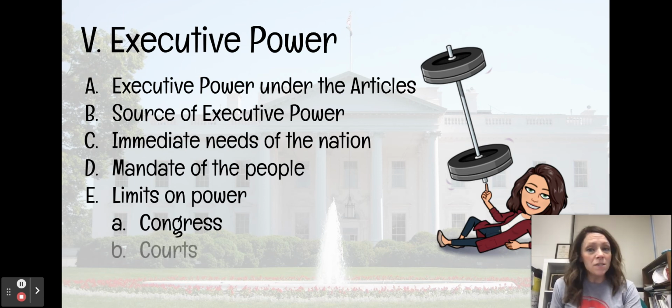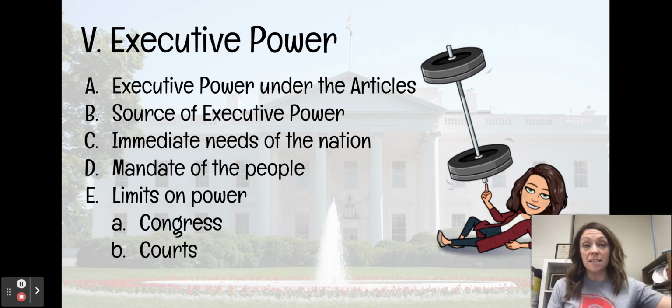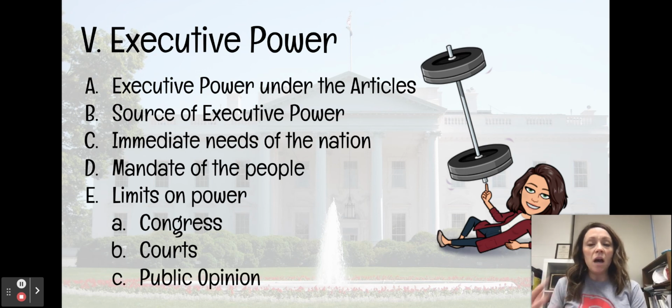The president is also limited by the Supreme Court, by the federal courts. There are times where the president may sign an executive order and try to get something done, but it goes through the court system and, well, it's unconstitutional, so you can't do it. So just because a person is president, that does not mean that they have unlimited power to do whatever they want. We have a president, not a dictator, okay?